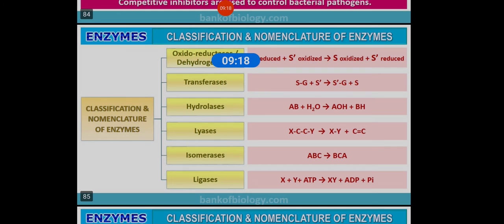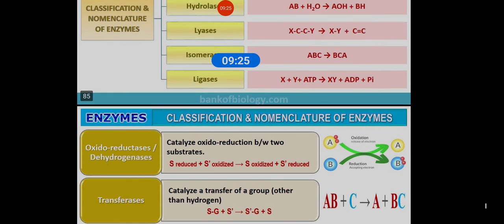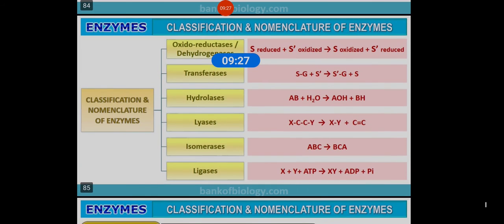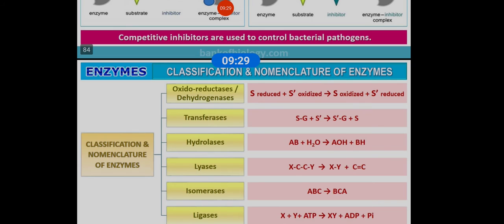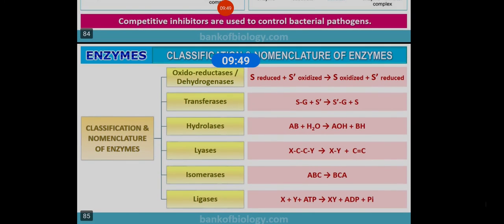Now, the classification and nomenclature of enzymes. This is a very important topic of this chapter. These are oxidoreductase, dehydrogenase. What does it mean? Oxidoreductase means either there is an addition of oxygen, or a deletion of oxygen, or an addition of hydrogen, or a deletion of hydrogen. Then transferase, hydrolase, lyases, isomerase and ligases.